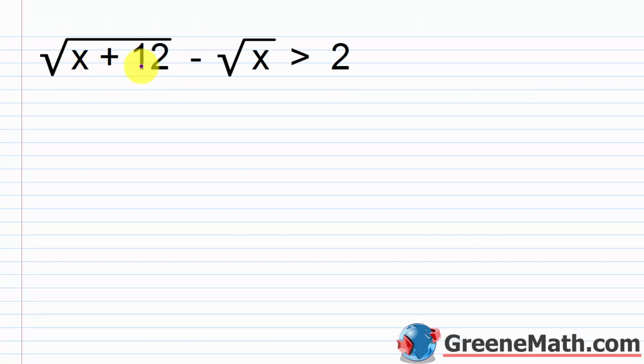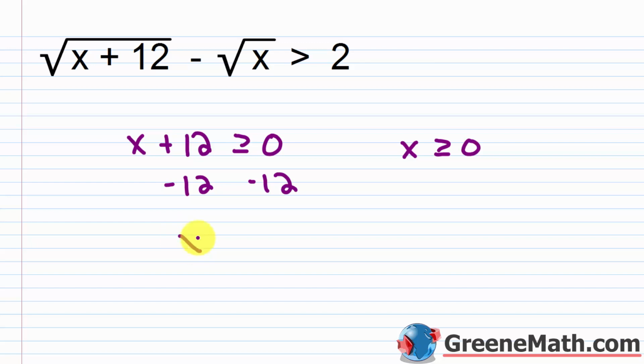So we have the square root of x plus 12 minus the square root of x is greater than 2. Since we have 2 square roots involved, we're going to think about 2 different domain restrictions, and we've got to go with the stricter one. For this one, I would set x plus 12 greater than or equal to 0, and for this one, x has to be greater than or equal to 0. For this one, I subtract 12 away from each side and find that x has to be greater than or equal to -12. For this one, we know x just has to be greater than or equal to 0. This one is more restrictive.